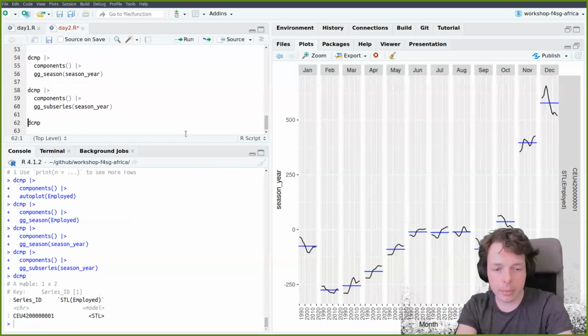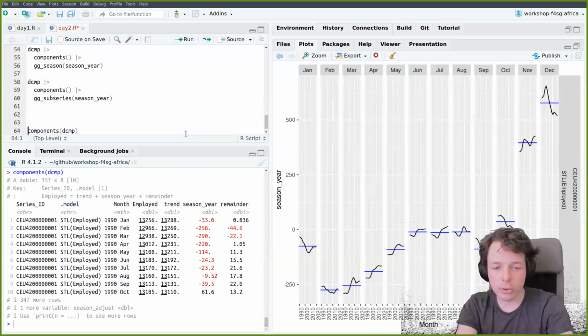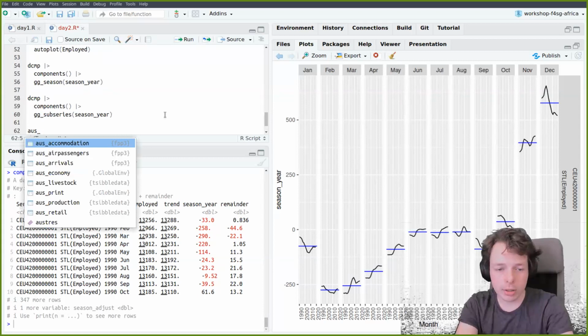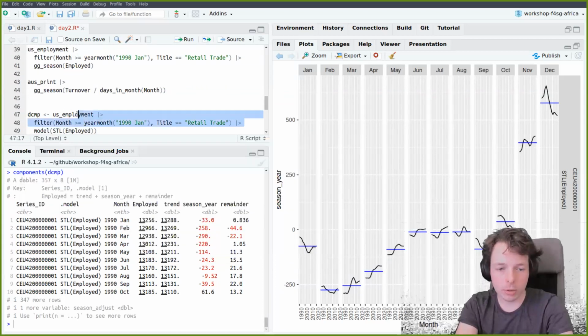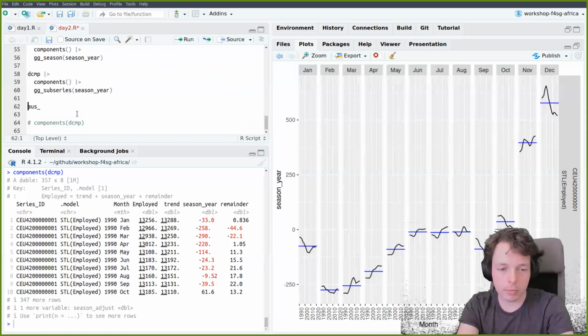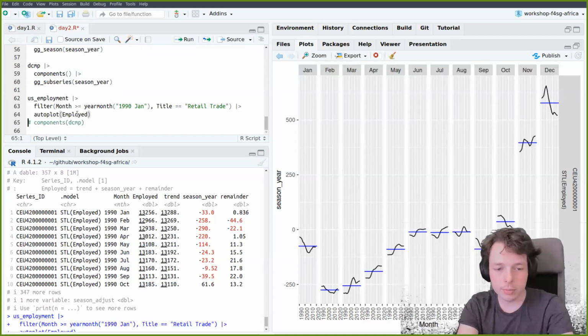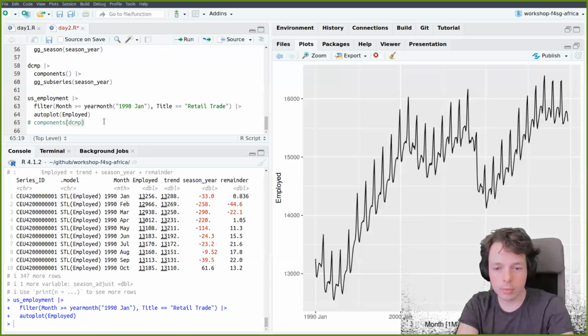So here I have my decomposition. I can extract my components using the components function, but I'm going to come back to that. Starting with my original data set, Oz employment, I can create my plot of employed. The other way I could do this, of course, is that employed is here. In fact, I'll show you that way too. There's two ways that we can do this.